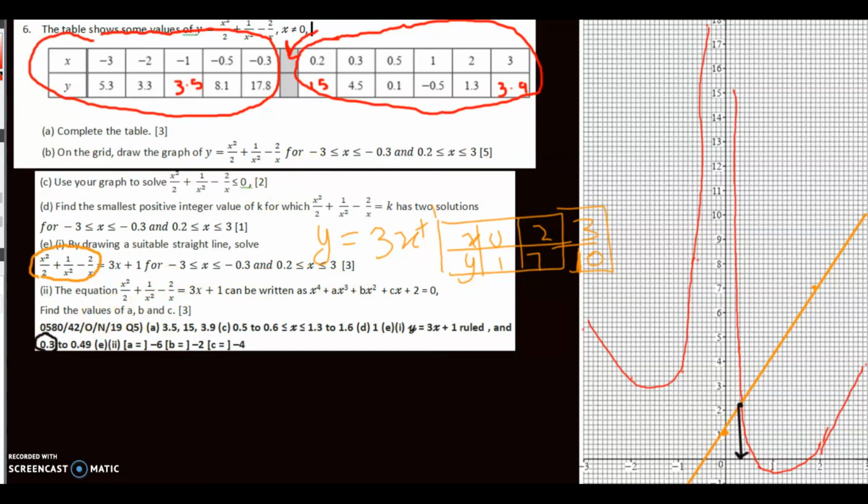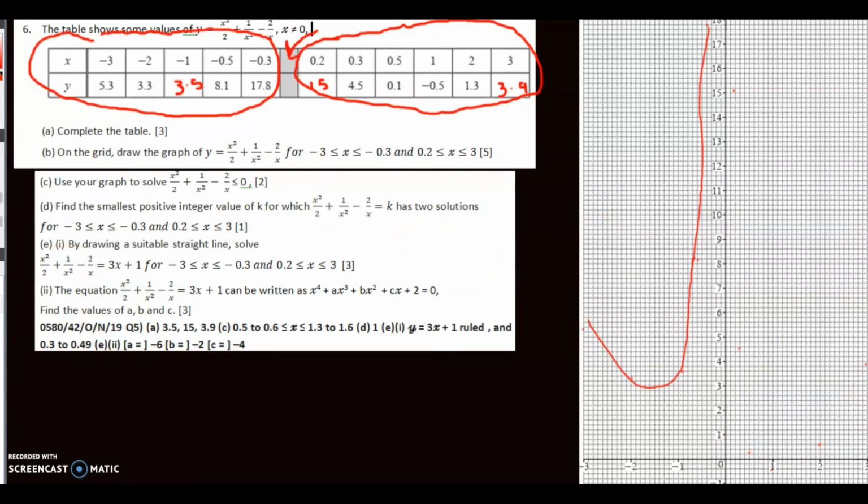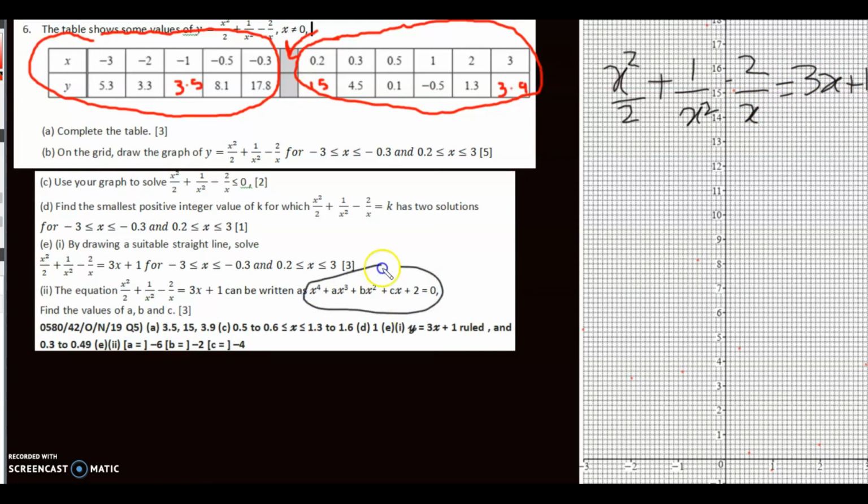So now it's just algebra. I'll clear the screen so that I have some space to write. I'll just write here on the graph since there's no space. Okay, so I have to change the left side of the equation, which is x squared upon 2 plus 1 upon x squared minus 2 upon x equals 3x plus 1. Rearrange this in this form and then find the values of a, b, and c.